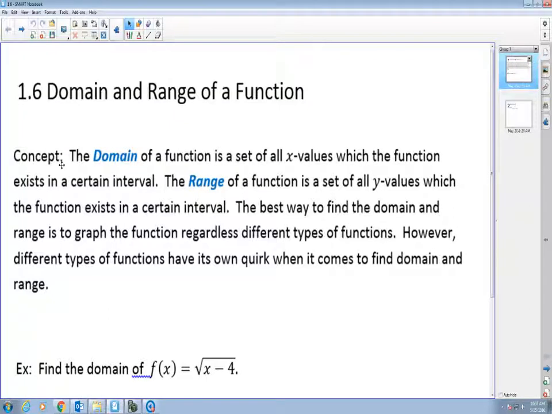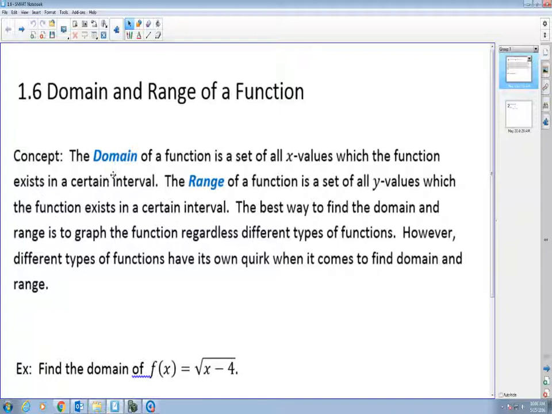Welcome to Calculus 1. Today we're going to review what we call the domain and range of a function. In the previous recording we talked about domain and range a little bit. Here I'm going to just rephrase it a little bit. The domain of a function refers to the set of all x values for which the function exists in a certain interval.